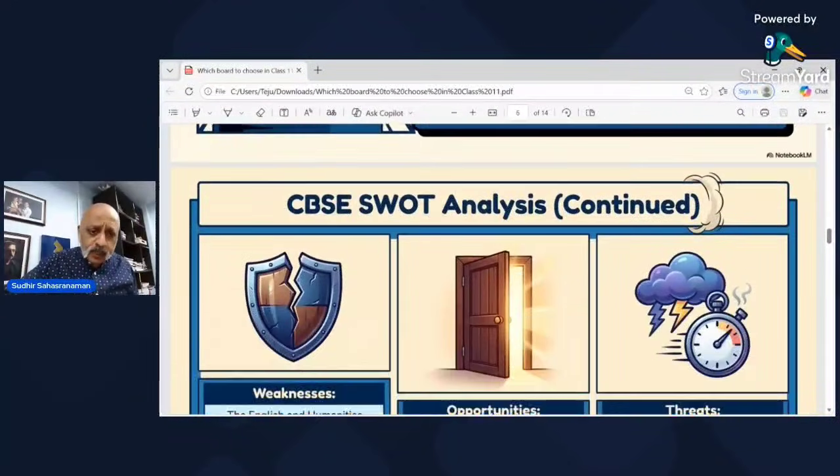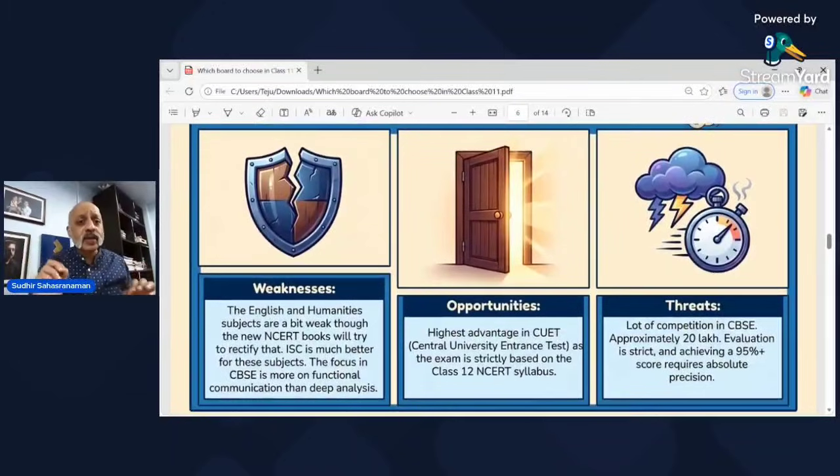But there are some weaknesses also. If you are looking to do a humanities related course, the English and humanities subjects are a bit weak in CBSE as compared to ISC.